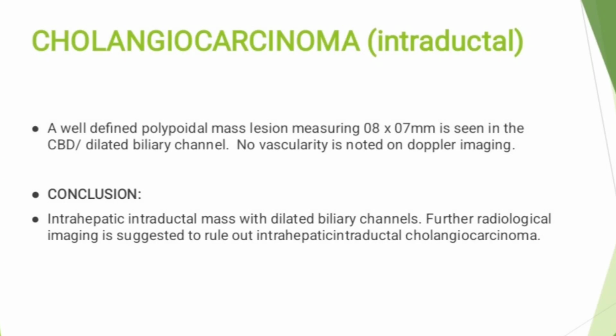In the conclusion, intrahepatic intraductal mass with dilated biliary channel. Further radiological imaging is suggested to rule out intrahepatic intraductal cholangiocarcinoma. So again I will revise. Cholangiocarcinoma is of three types: intrahepatic, intraductal, and at the hilar region, and the report would be like this, which I have mentioned here in this report.